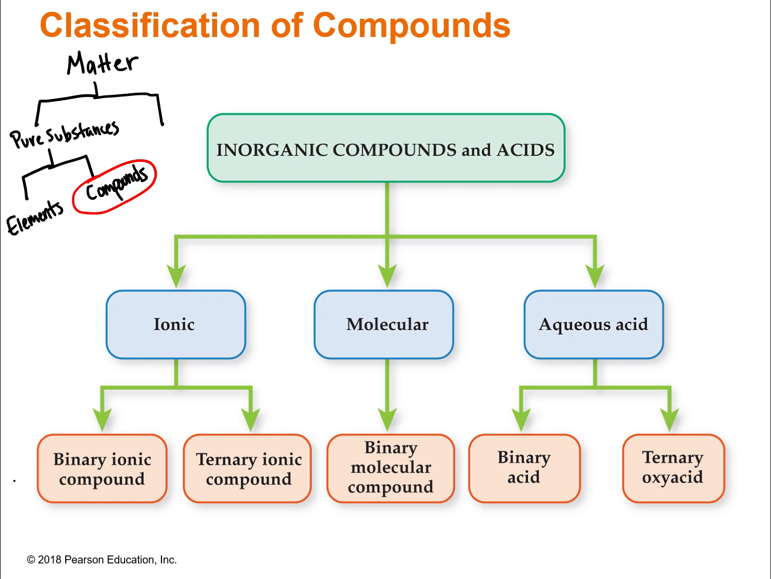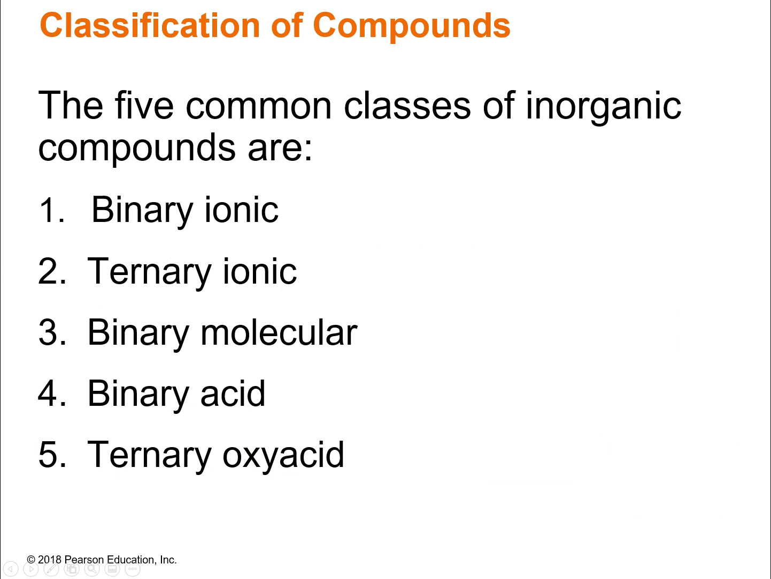And we're going to break those classes down into 5 common classes that we're going to use to classify inorganic compounds and acids. So don't worry about trying to jot this whole thing down. I'm going to have all 5 of these on the next slide. So these are the 5 common classes. We've got binary ionic, which I'll write my abbreviation, BIC. You'll see that throughout.